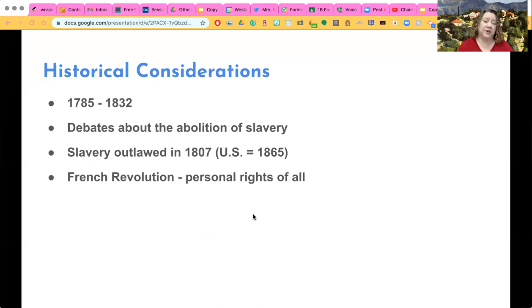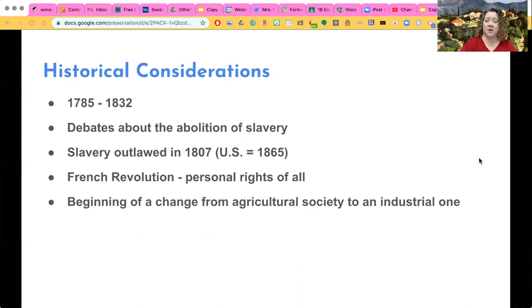Also during this time, we have the French Revolution, which was about personal rights. The American Revolution had already taken place, but the idea is still present that people are fighting for their individual rights and not to be controlled by their government or held down. We've talked about this in previous lessons, but we continue to see a move toward industrialization and away from agriculture, which affects things like pastoral poetry and things of the past. So there's a change into the industrial age that's continuing into the early 19th century.